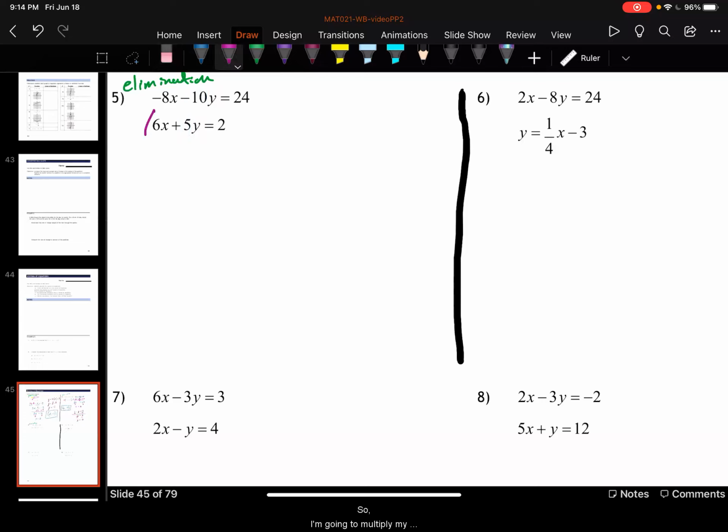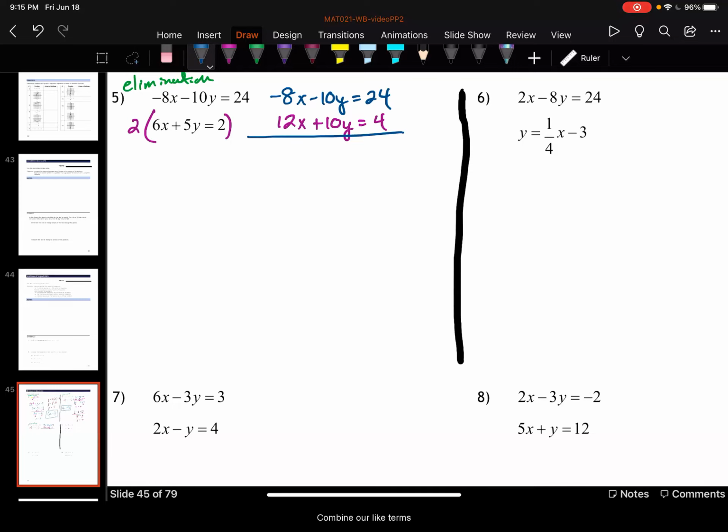So I'm going to multiply my second equation by 2. My first equation will stay the same. Negative 8x minus 10y equals 24. My second equation will become 12x plus 10y equals 4. Combine our like terms. Negative 8x and 12x will be 4x. Negative 10y and positive 10y will subtract out. 24 and 4 will be 28.